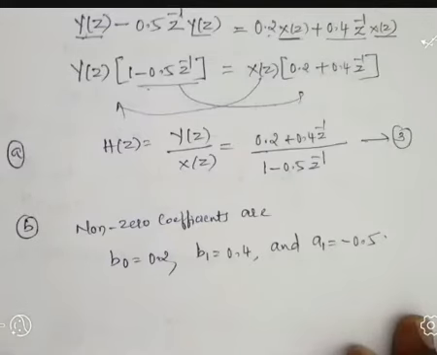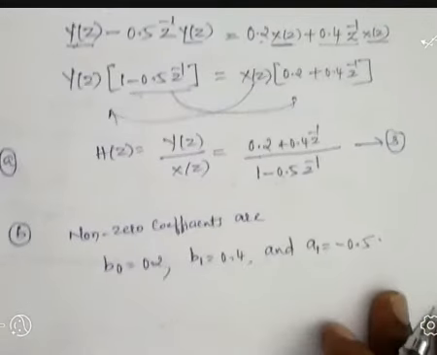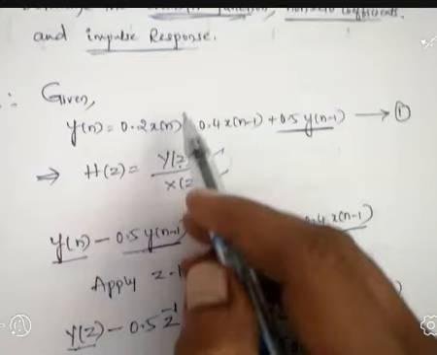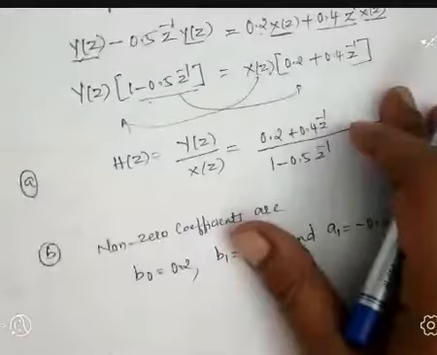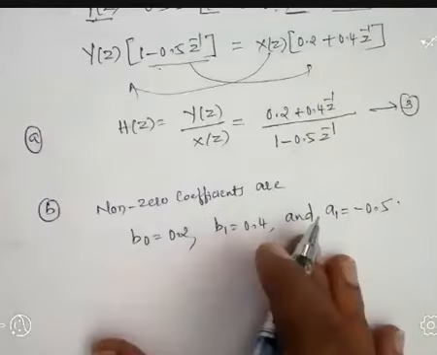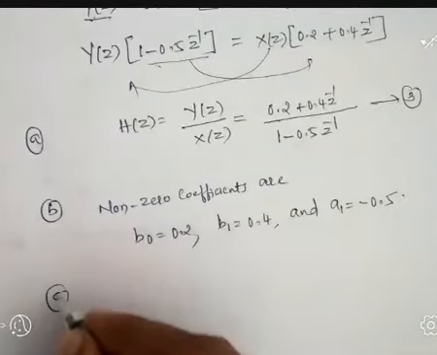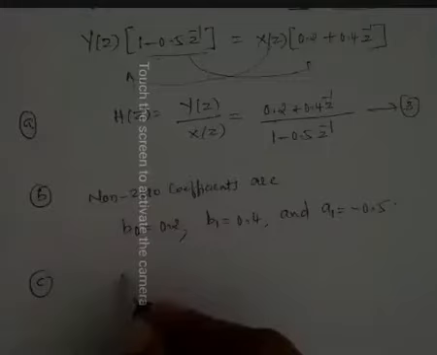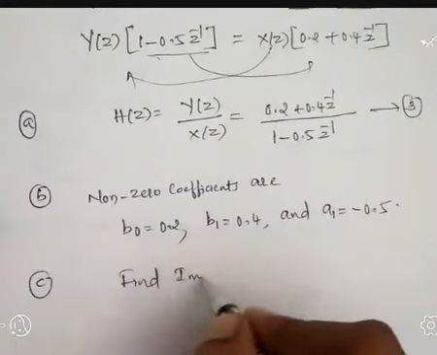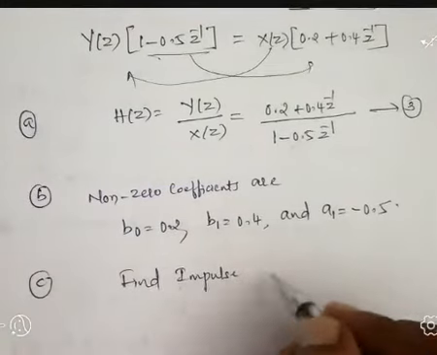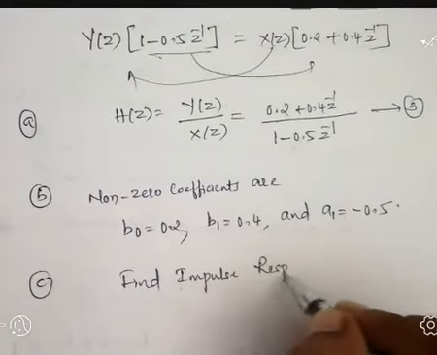What is the c part? It is asking us to find the impulse response of the system. How to find the impulse response? Impulse response is the c part. Find the impulse response of the filter.